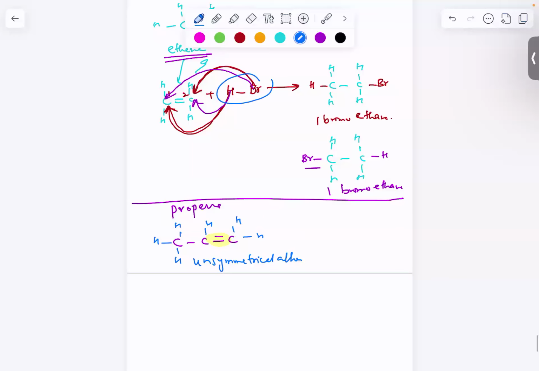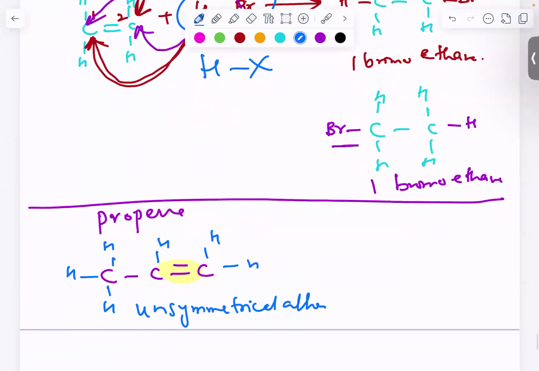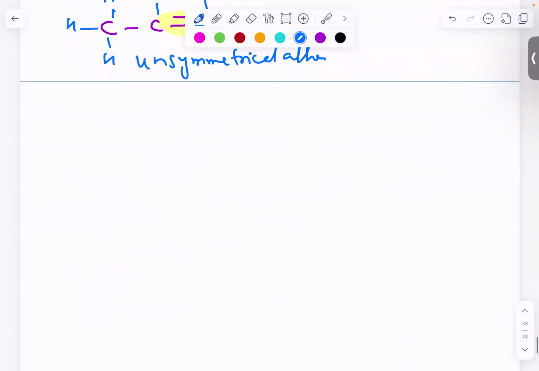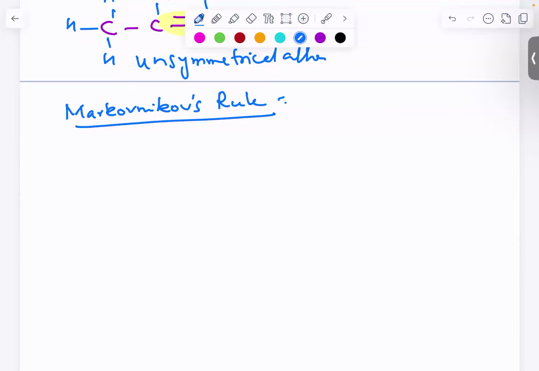Now, when I am going to add hydrogen halide, that is HX, to an unsymmetrical alkene, I have to follow a rule, and that rule is called Markovnikov's rule. Now, what is this rule? This rule says that when, and I am going to write it, when an unsymmetrical molecule adds to an, I will write it, then I will explain.